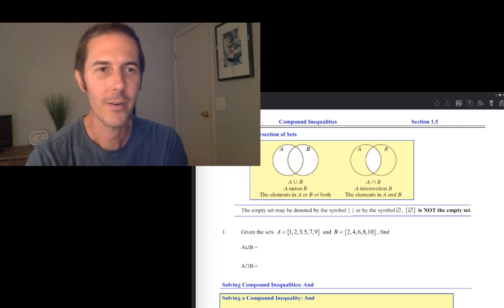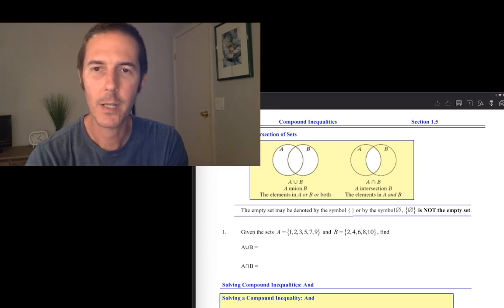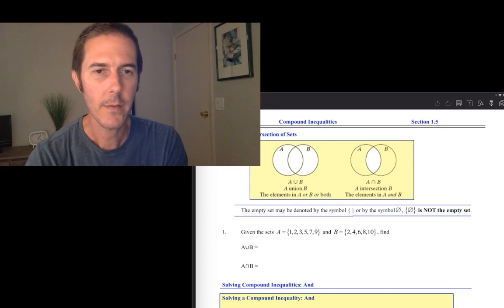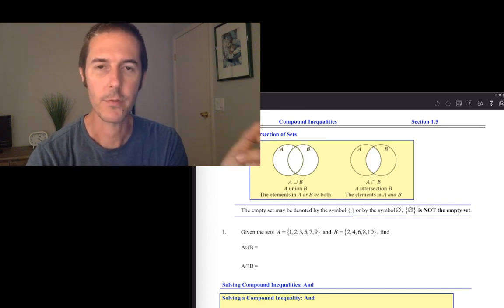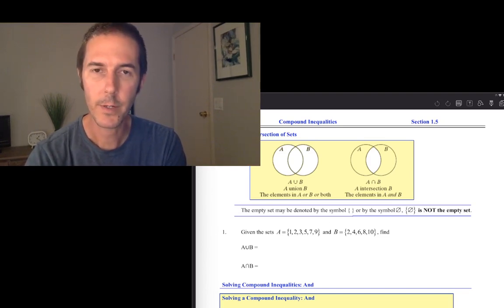All right, here we are in Intermediate Algebra, Chapter 1, Section 5, talking about compound inequalities. And again, this is going to be a fairly short lesson. We're going to look at set notation and then inequalities. And there are two different types of inequalities. One involves the word "and," which results in a compound inequality. The other involves "or," which will require us to work with two different inequalities.